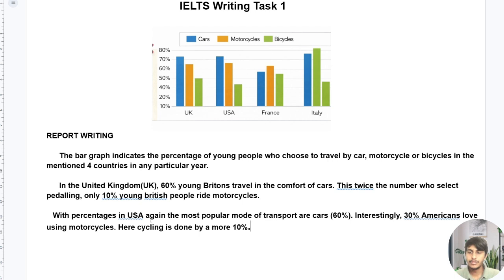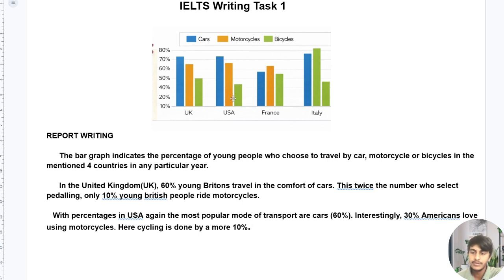So with percentages in USA, again the most popular mode of transport is cars, 60%. Interestingly, 30% of Americans love using motorcycles. Here cycling is done by 10%. Blue is cars, and USA has bicycle as the lowest.